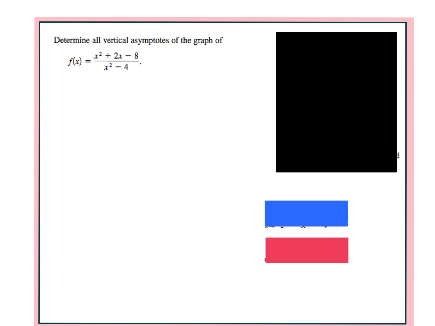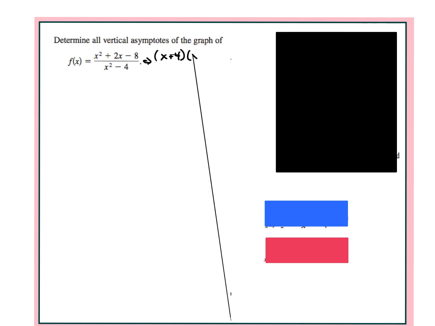So we need vertical asymptotes and the holes. So we have x squared plus 2x minus 8 over x squared minus 4. So we have some quadratics in here. What do we like to do to quadratics, Mr. Roberts? F them up. So you are a factoring machine. So what does it factor to? x plus 4, x minus 2.